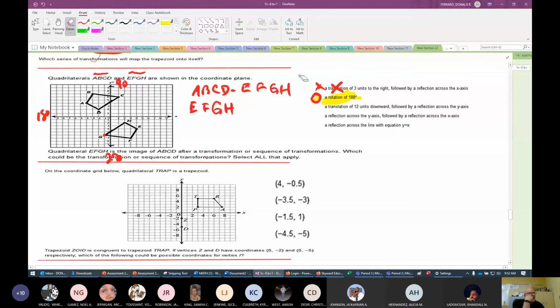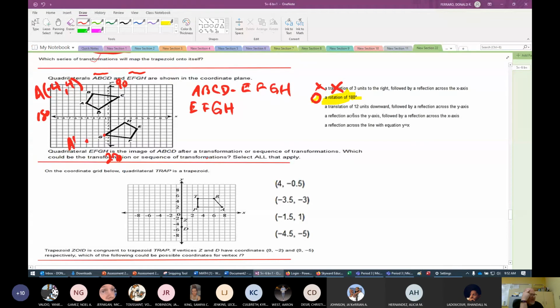Now they say a translation of 12 units downward. So let's take a look at point A, which is -4. So A is -4, 4. And I need to translate this 12 units down. So if I'm at 4, I'm going to go down 4, and now I've got 8 more to go. So I go down to -8. All right. And right there, that is going to be my A prime.